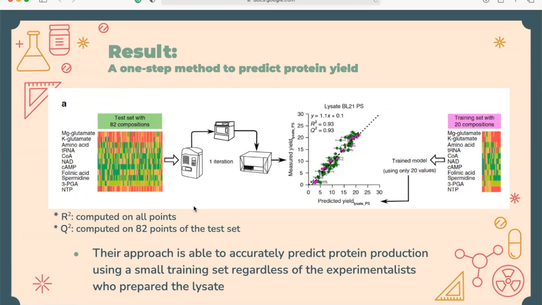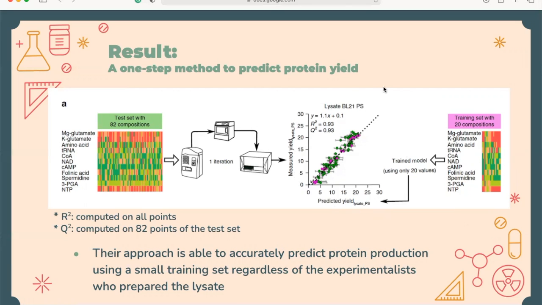The one-step method started with selecting 102 composition representatives of the 1,017 compositions already tested with the original lysate. Among the 102 compositions, they split them into training and testing datasets. 20 were used to train the model and 82 to test its predictive accuracy. To be noted, the 20 used to train the model were not chosen at random. The choice of the 20 buffer combinations actually led to the best predictions. See the paper for details.